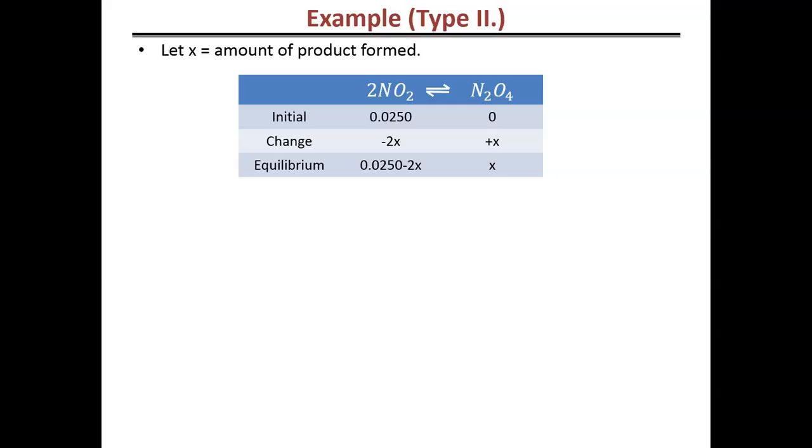The trick to ICE tables is to always use the column information from the initial and change rows, add those up, and that's how you get the equilibrium. So 0.025 plus a negative 2x gives us 0.025 minus 2x. Try it again. 0 plus a positive x gives us x. So ICE tables really help us organize our variables, essentially.